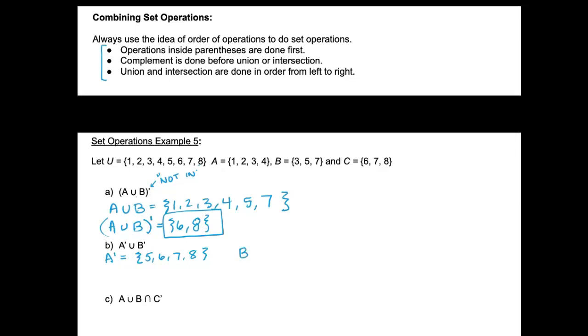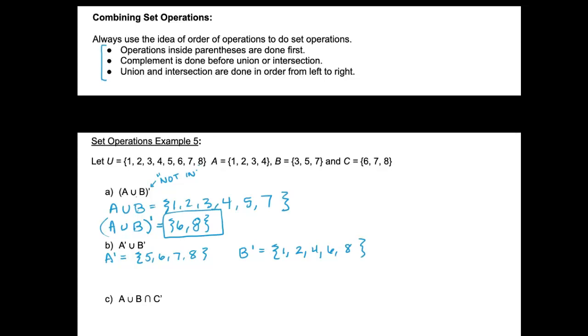And then B complement. If B is 3, 5, and 7, I'm going to go through the universal set and write down any numbers that are not in B. So 1 is not in B, 2 is not in B, 3 is, 4 is not in B, 5 is, 6 is not, 7 is, and then 8 is not. So that would be what's in B complement.